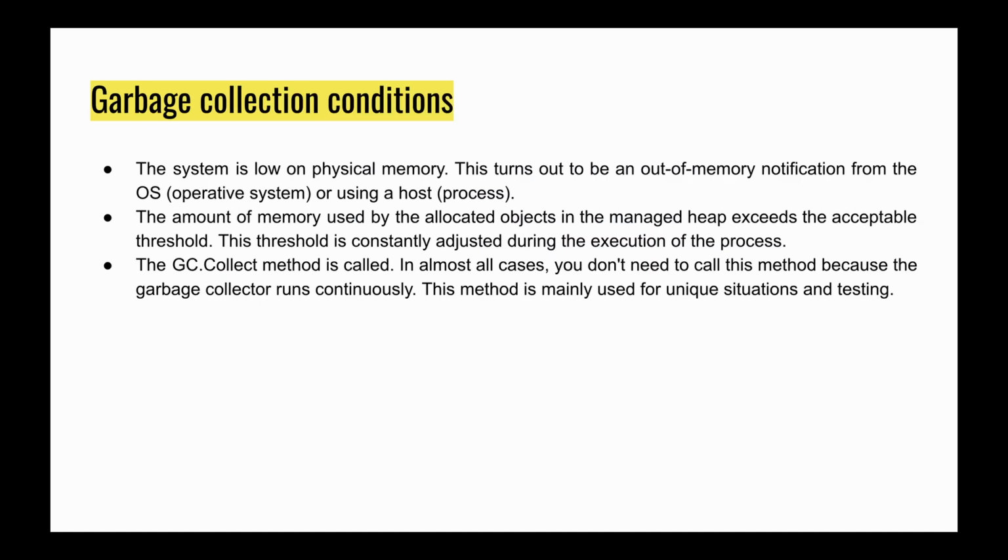Garbage collection conditions. Garbage collection occurs when one of the following conditions is met. The system is low on physical memory. This turns out to be an out-of-memory notification from the OS, operating system, or from a host process. The amount of memory used by the allocated objects in the managed heap exceeds the acceptable threshold. This threshold is constantly adjusted during the execution of the process.